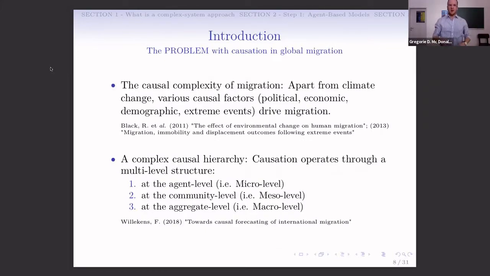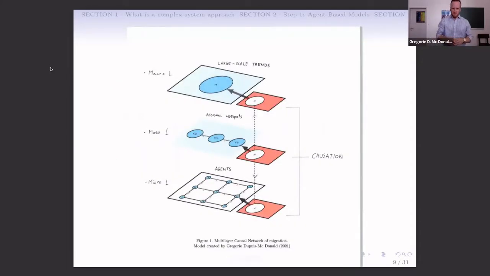So, the second aspect of the problem of causation in global migration has to do with the causal complexity of migration. Apart from climate change, various causal factors, political, economic, demographic, as well as extreme events, drive migration. As such, there is a complex causal hierarchy in migration systems. Causation can operate through a multi-level structure. As I tried to explain before, it can operate at the level of agents, the micro level. It can also operate at the community level, at the meso level, or at the aggregate level, at the macro level. So there you have a model that illustrates the multiscale structures that we would like to work with in order to get a full causal picture of migration processes.